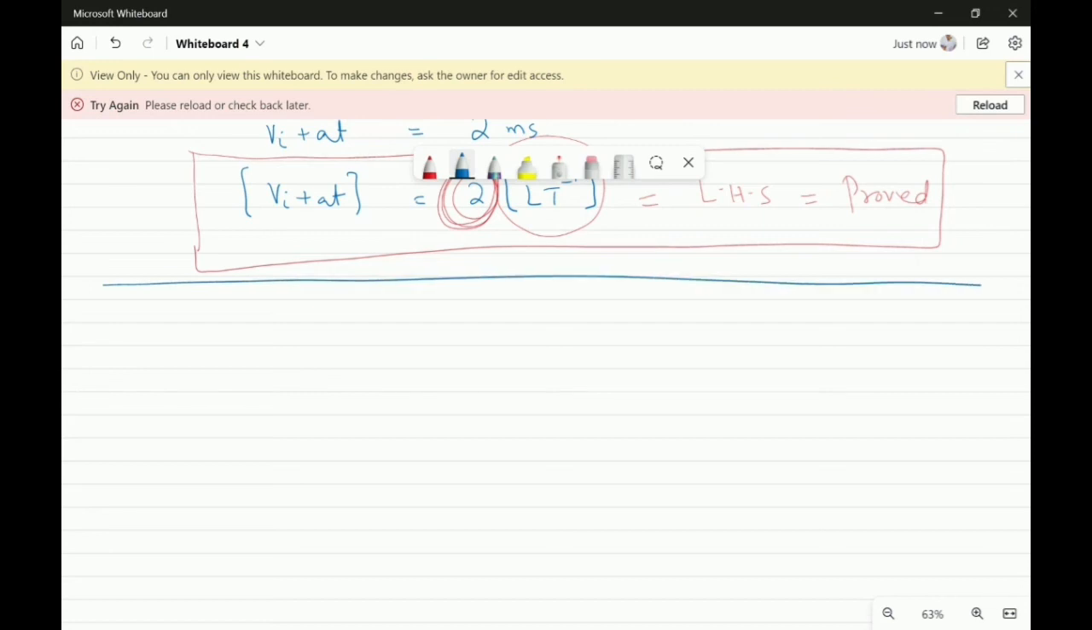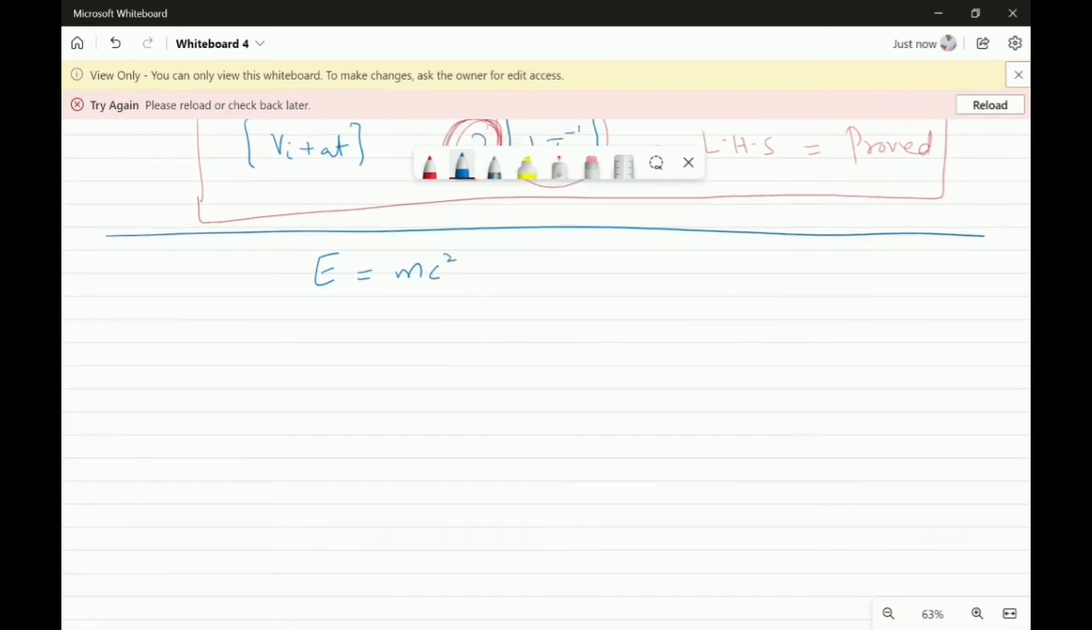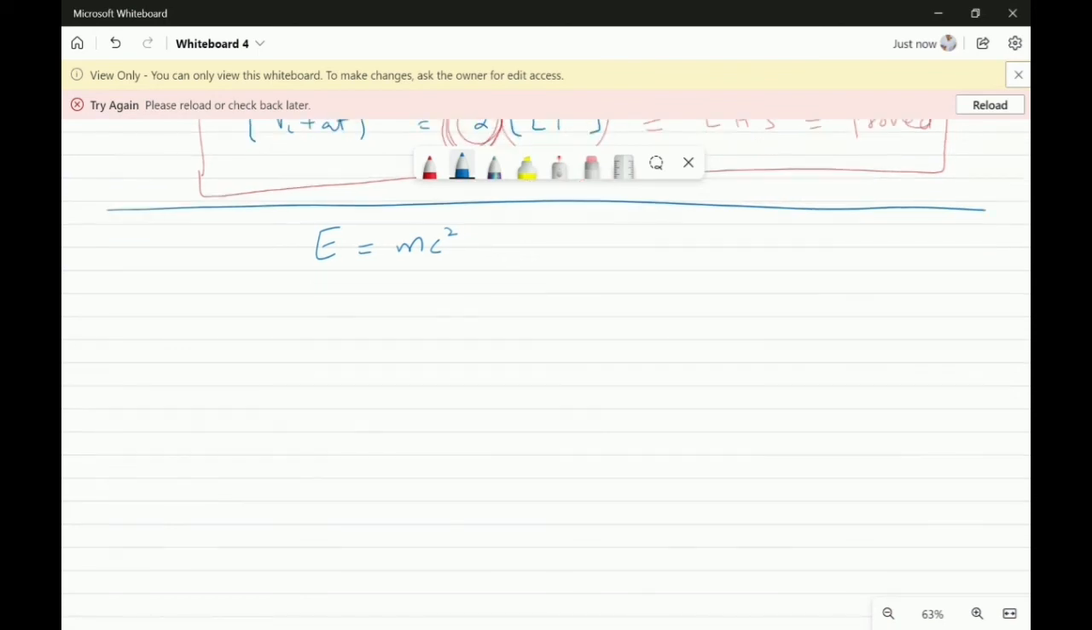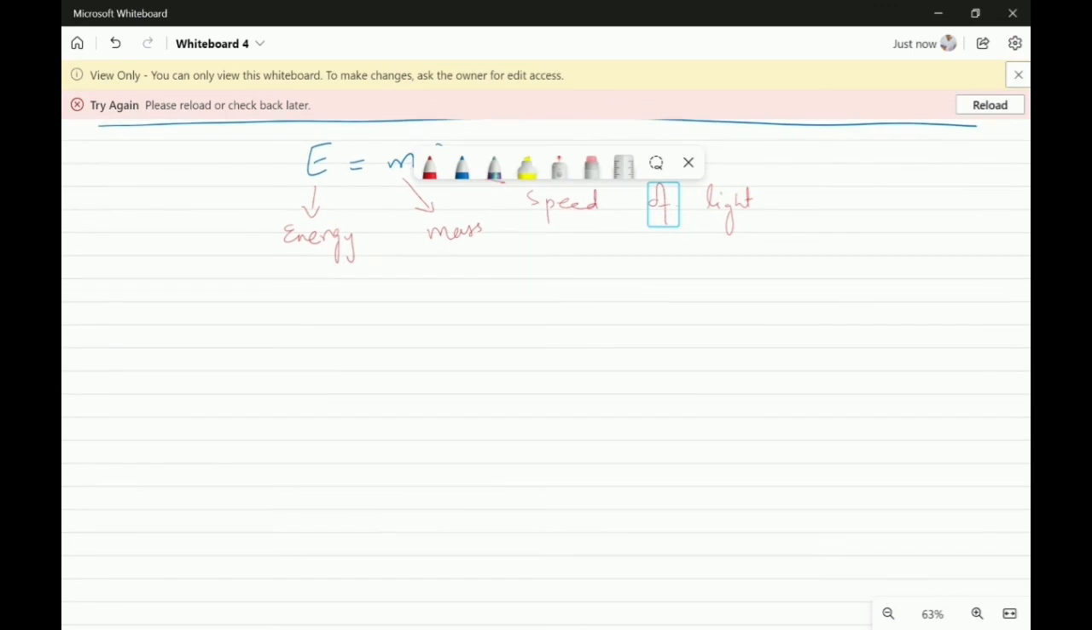Similarly, there is another example: prove that E is equals to mc square. So बजाय इसके कि मैं वन बाय वन लेफ्ट हैंड साइड और राइट हैंड साइड लूँ, let us do this in one go. So E means energy, m is mass, and c is speed of light. In simple words, its dimension will be same as that of velocity or speed.